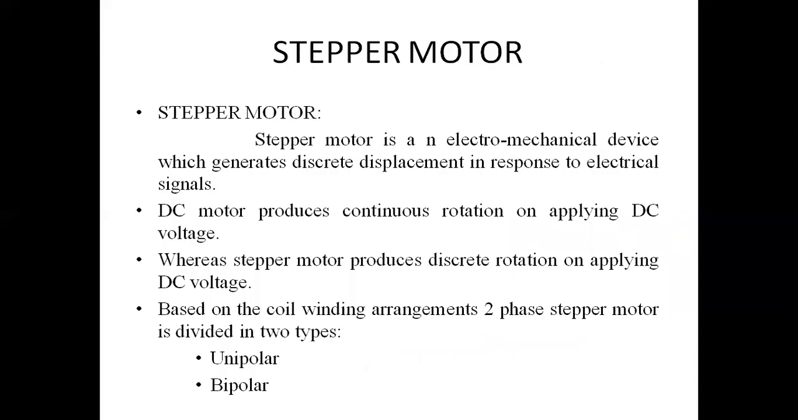So next is the stepper motor. The stepper motor experiments you will be doing in your laboratories. Now we're going to see the theory of the stepper motor, how it works. A stepper motor is an electromechanical device which generates discrete motion in response to DC electrical signals. It differs from a normal DC motor in its operation. The DC motor produces continuous rotation on applying DC voltage, whereas the stepper motor produces discrete rotation on applying DC voltage.